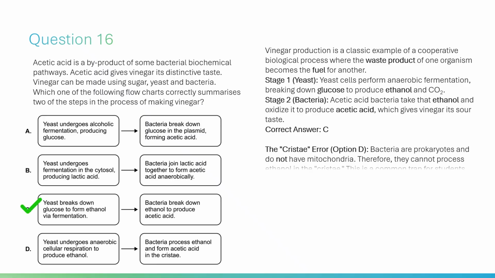The cristae error. Option D. Bacteria are prokaryotes and do not have mitochondria. Therefore, they cannot process ethanol in the cristae. This is a common trap for students who forget that bacteria lack membrane-bound organelles.